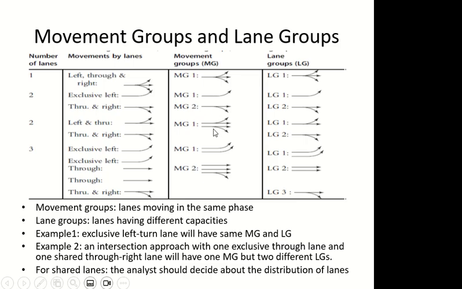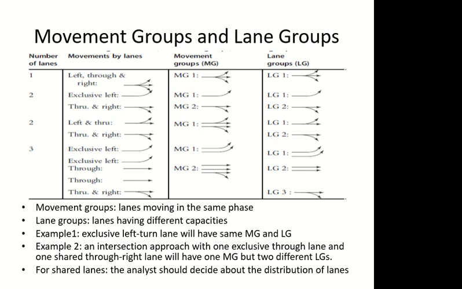Third example, you can see again two lanes, but now they have a common movement in them. Both of them have the through movement. So now I put them in one movement group. Two lanes, same movement, one movement group. Three lanes, again a common movement in all three of them. So they will go in one movement group.